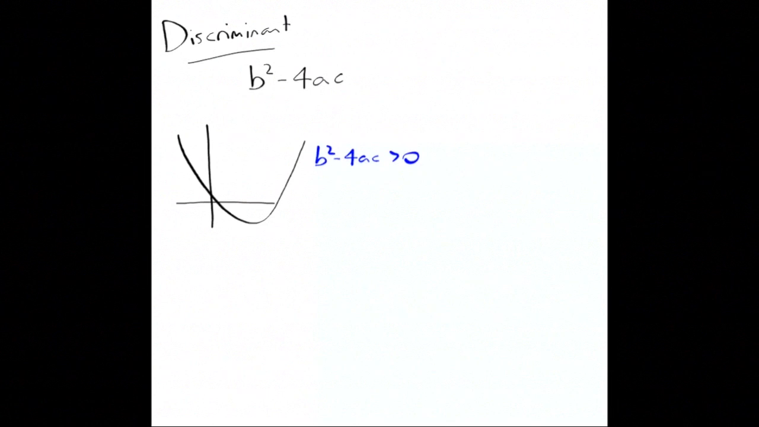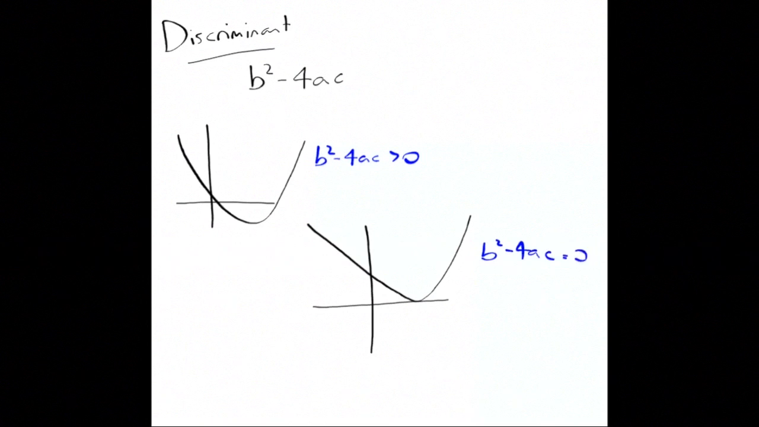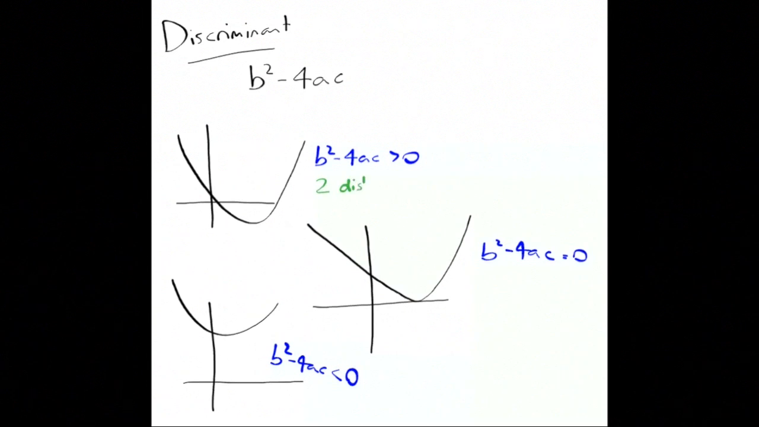If it's positive, it cuts the axis twice. If it's 0, it just touches the axis. And if it's negative, it doesn't cross the axis at all. This is all working for a positive quadratic, but it will work exactly the same for a negative quadratic. Crosses the axis twice, just touches it, and doesn't cross it at all.